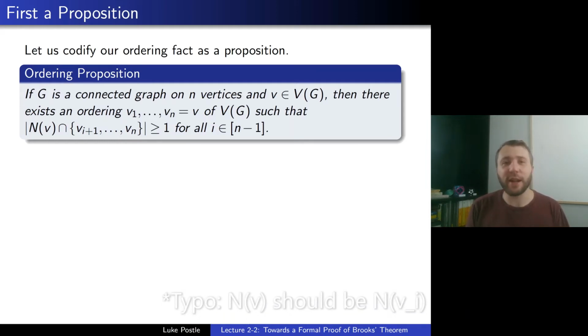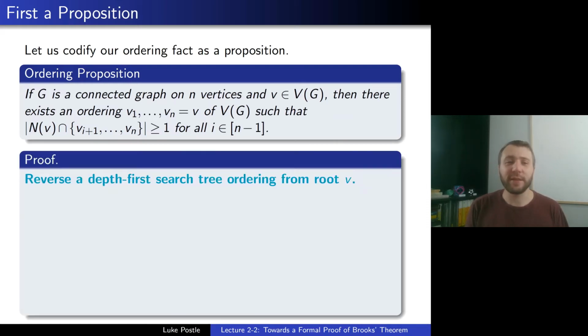If G is a connected graph on n vertices and I give you a vertex v, then you can get an ordering v1 up to vn, where the last vertex vn is v, and such that every vertex vi has at least one neighbor later in the ordering, for all i in 1 to n−1. The proof is to reverse a depth-first search tree ordering from root v, or more formally you could do this.